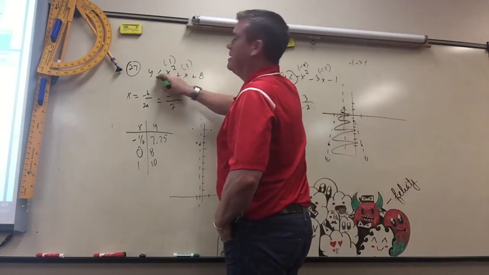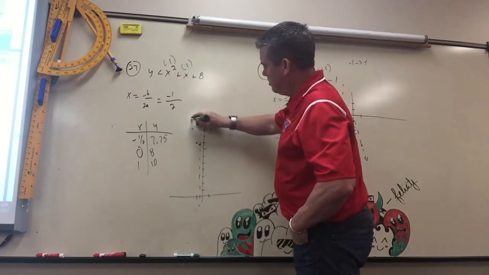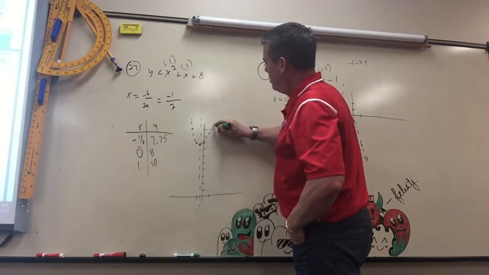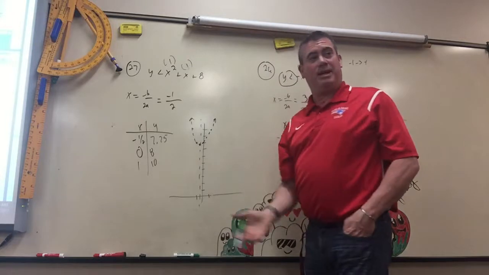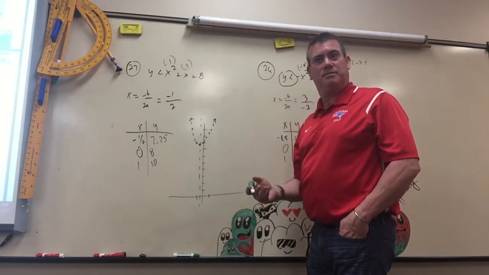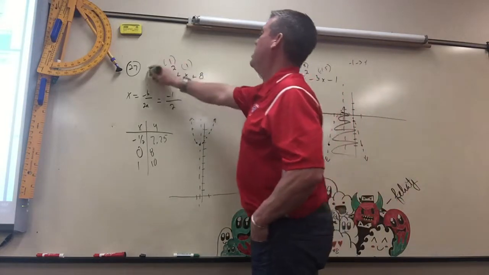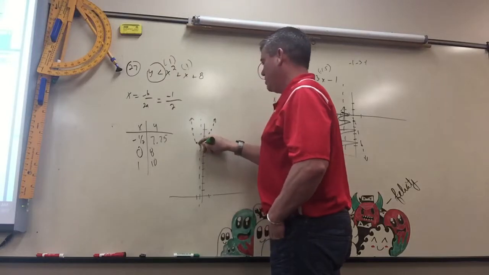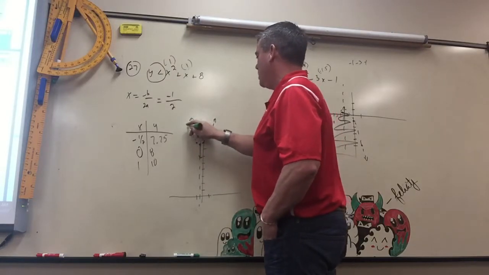It is dotted because it doesn't have the equal. And finally, it's around it because y is less than. So you go to the vertex, less than is down, which puts you outside of it.